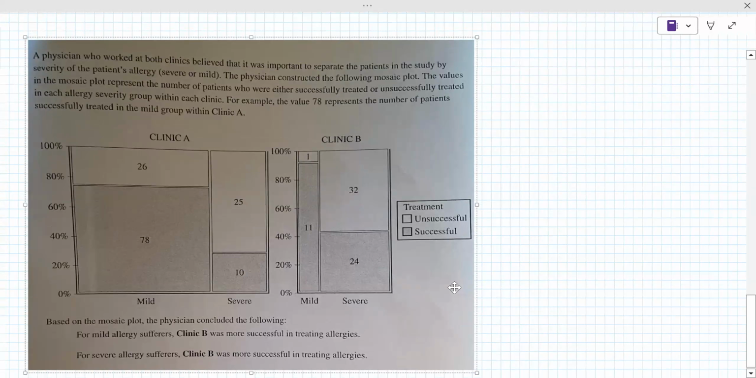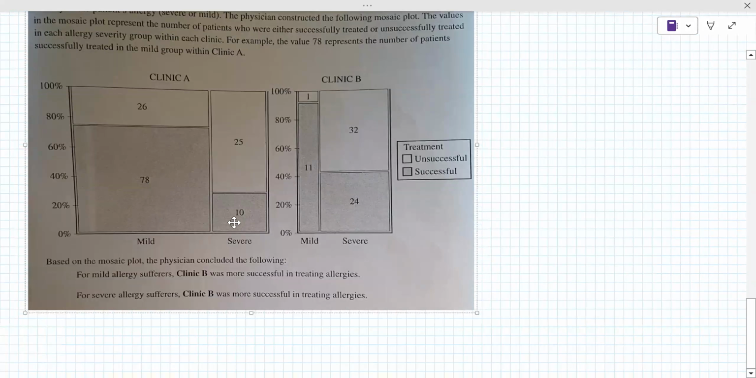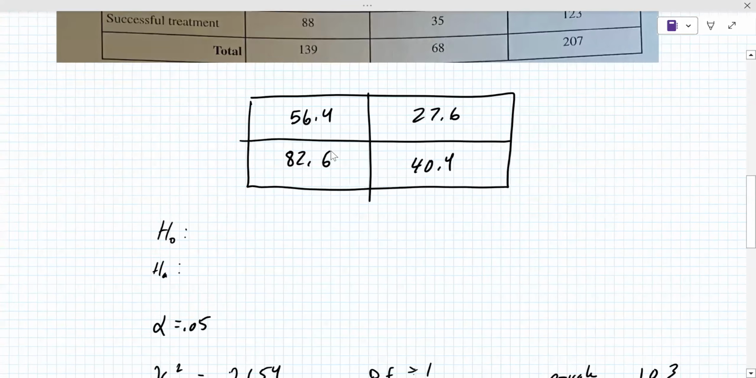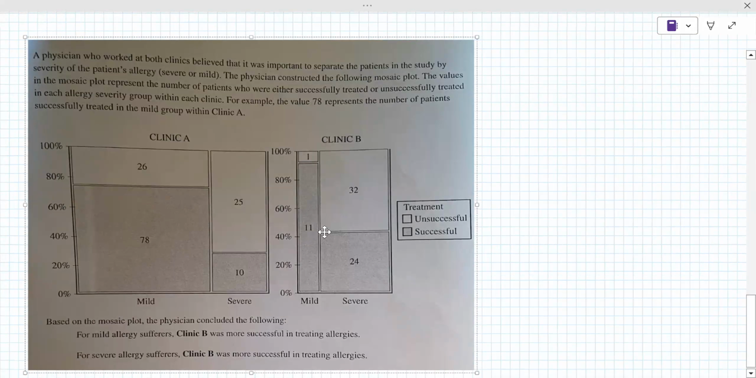All right. A physician who worked at both clinics believed that it was important to separate the patients in the study by severity, severe or mild. Okay, I see how they're doing this. The following mosaic plots show values in each mosaic plot. For example, 78 represents the number of clinic A. So they're saying out of the 88 that were successful, for example, it's divided among mild and severe. And the other ones here, the 26 and 51, that's breaking apart the unsuccessful at A. So they're just subdividing these things here.